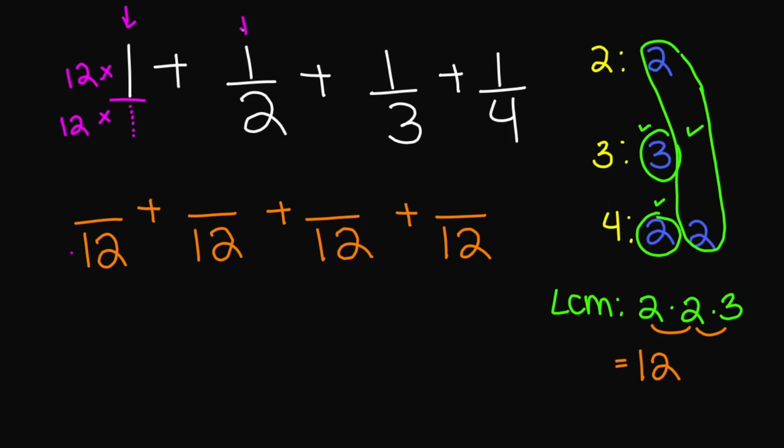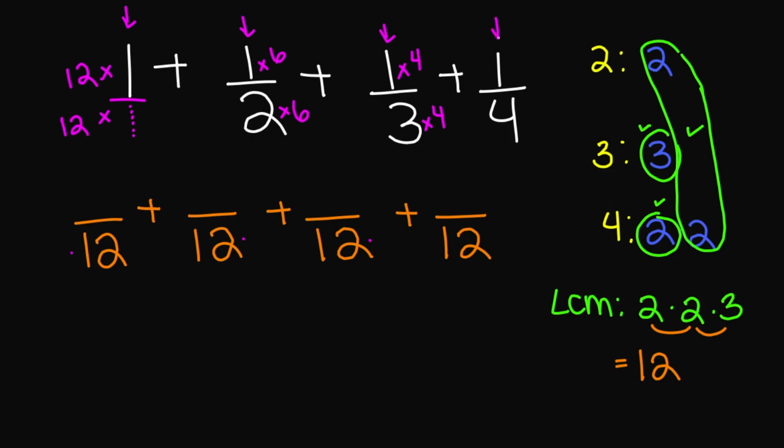Let's look at my 1 over 2. What number times 2 will give me 12 in my denominator? And that's going to be the number 6. So I'll multiply top and bottom here by the number 6. My 1 over 3, what number times 3 is going to give me 12 in my denominator? And that's going to be the number 4. 3 times 4 will give me 12 in my denominator. So that's perfect. I'm going to multiply top and bottom by the number 4.